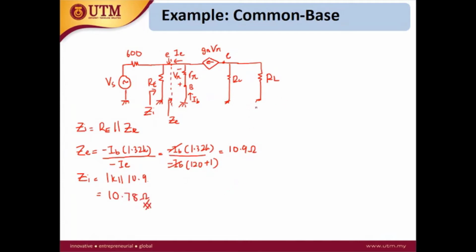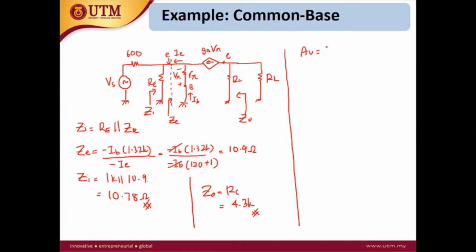For the output impedance, it is seen from the output port. This is Zout. So Zout is equal to RC, which is 4.3K. Next we calculate the AV. So what is AV? AV is Vout over Vin. So the Vin is here. Vout is the voltage across the RL.